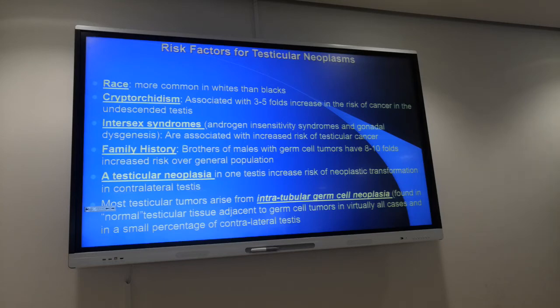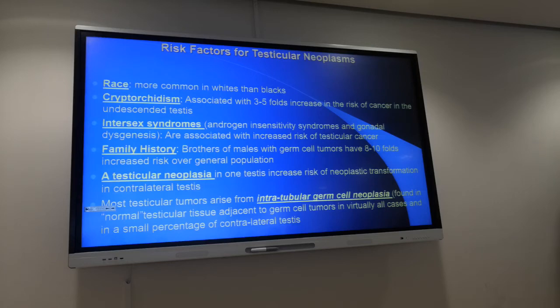Some people say it has to be within 1 year, and we will try to discuss it in a second. There are a lot of theories about when you should put the testis down in the scrotum. I will tell you that it does not matter for one reason, as we will see in a second. Another risk factor for the development of testicular neoplasm is intersex syndromes, including the androgen insensitivity syndromes and gonadal dysgenesis. Family history: if someone has a brother who has a germ cell tumor, there is a higher chance.